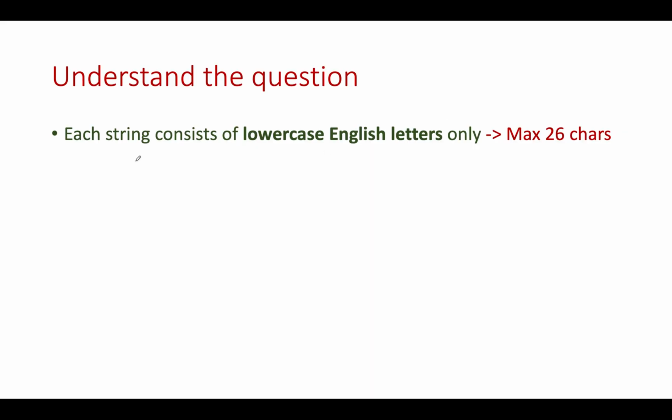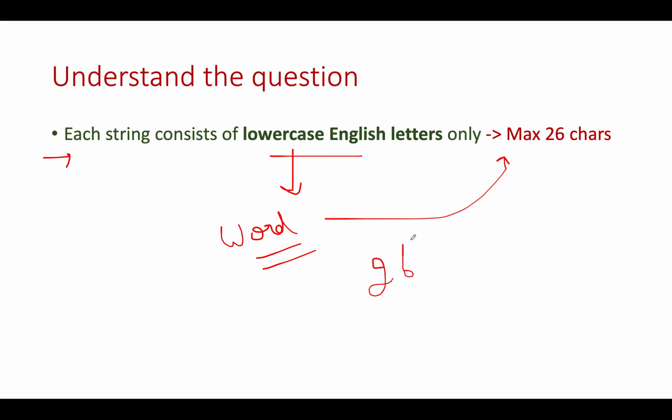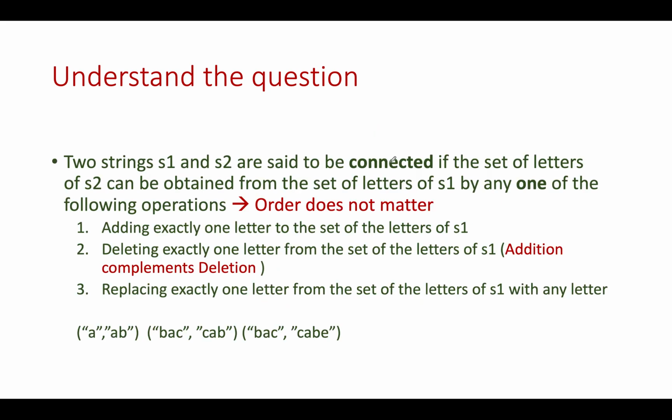The first constraint specified in the question is that each string consists of lowercase English letters only. What does this mean? What can you infer out of it? You can simply infer that the maximum size of any word would be equal to 26 because duplication is not possible. Therefore, at max, a string can have 26 different characters. This point is very important because it will help you reduce the space complexity and the time complexity of your algo.